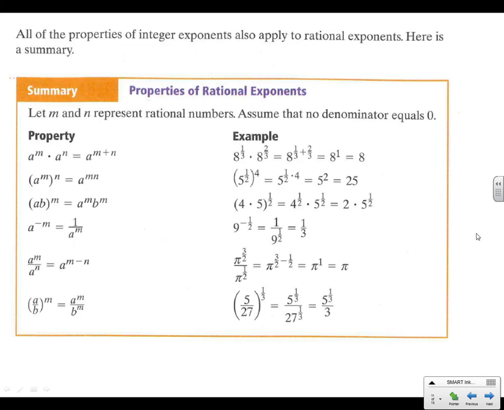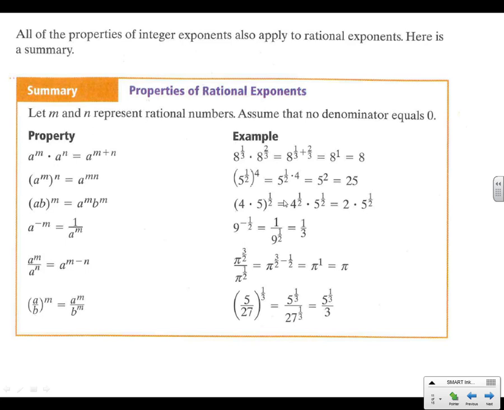All right, so quick review of everything we've learned about exponents. A to the m times a to the n, you add the exponents, right? 8 to the 1/3 times 8 to the 2/3, you get 8 to the first. If the exponents are in parentheses, we're going to multiply them. 1/2 times 4 gets us 2. If we have 2 bases and a single exponent, we could split them up.